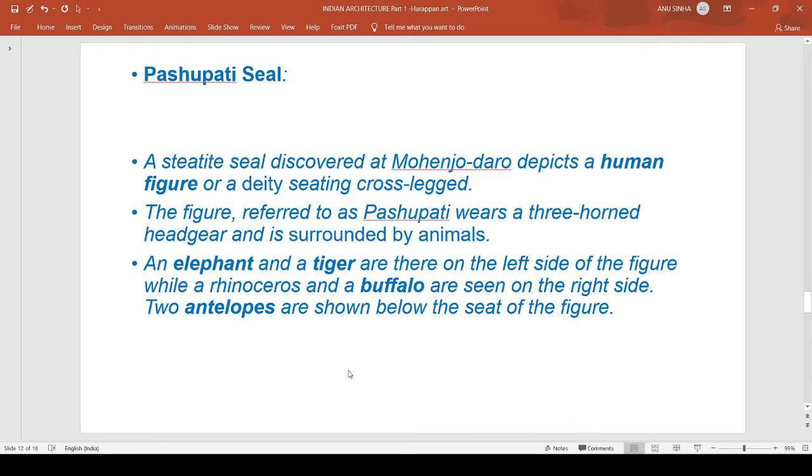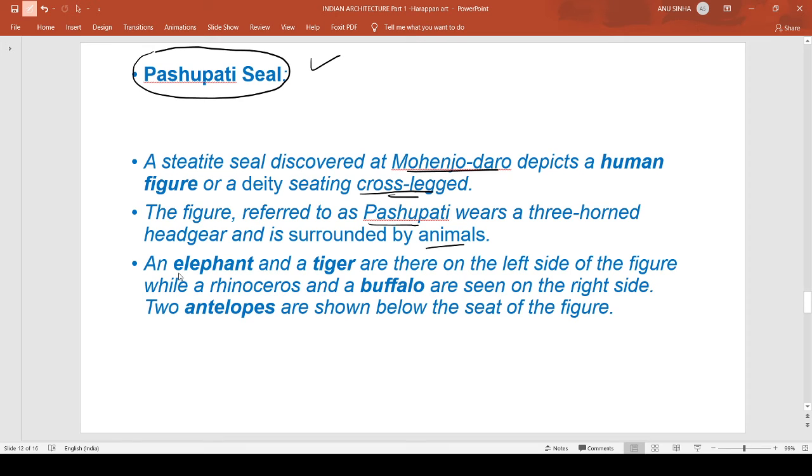Now moving next. One of the important seals of this era is the Pashupati seal. This seal is very important. So what are the findings of the seal? A steatite seal discovered at Mohenjo-daro depicts a human figure or a deity sitting cross-legged. So this seal has a human figure which can be a deity, sitting in a cross-legged position. The figure, referred to as Pashupati, wears a three-horned headgear and is surrounded by animals. So the human depicted in the seal is the Pashupati, and he is surrounded by animals.